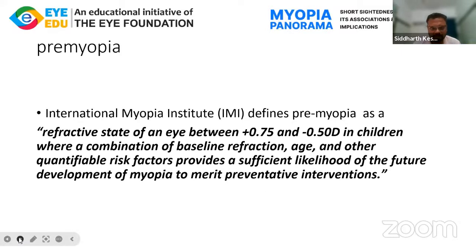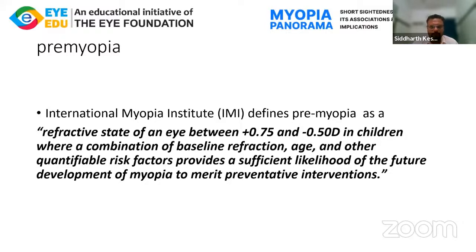The International Myopia Institute defines pre-myopia as a refractive state of an eye between plus 0.75 to minus 0.5 in children, where a combination of baseline refraction, age, and other quantifiable risk factors provides a sufficient likelihood for the future development of myopia to merit preventive interventions. Now, what does it mean? Basically, you are trying to identify myopia before it starts.